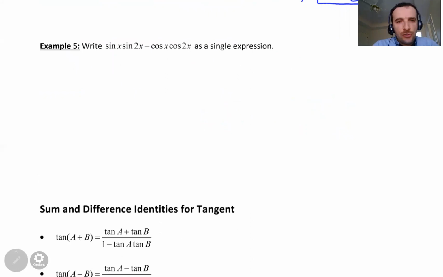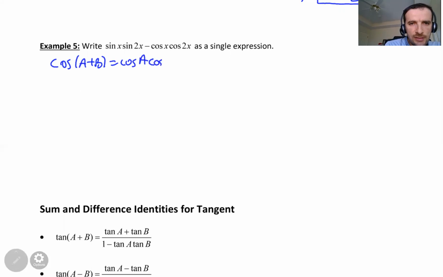Write sine x, sine 2x minus cosine x, cosine 2x as a single expression. When I look at this expression, it reminds us of the sum formula for cosine, right? Cosine of a plus b. Let me remind you that formula quickly. Cosine of a plus b is equal to, if it is cosine, right, in the first part, you just take cosine and cosine, right? Cosine a, cosine b. If it is plus here, it should be minus here. Sine a, sine b, okay?